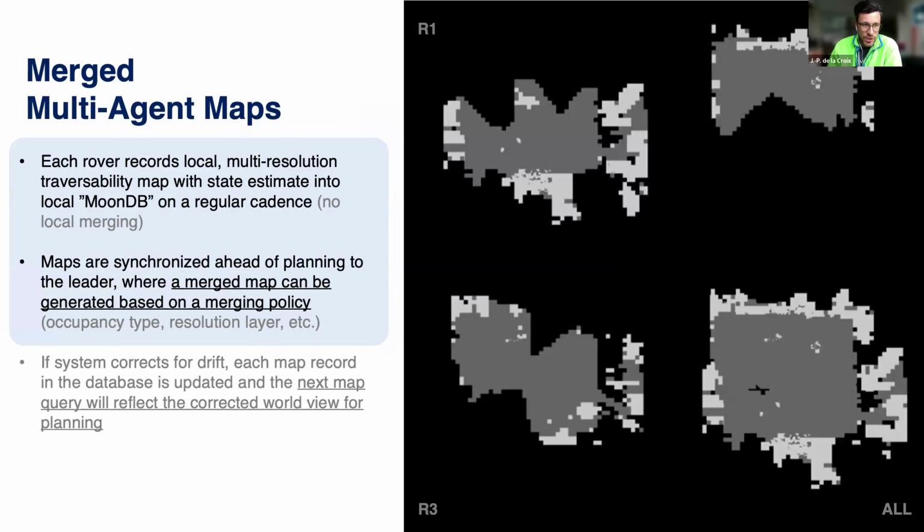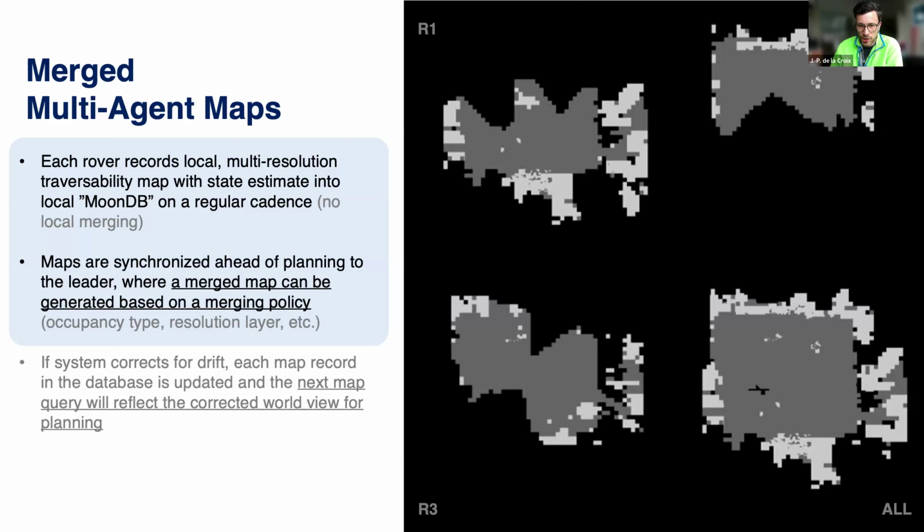So as I mentioned, each rover records a local multi-resolution traversability map. It's higher resolution close to the robot, and then as you get farther from the robot, the representation drops off in resolution to save on both memory and compute time. They store a history of these maps on board and attach a state estimate to each of those locations. So for each representation of the local map, you also have a position and orientation of the robot and a timestamp of when that was taken.